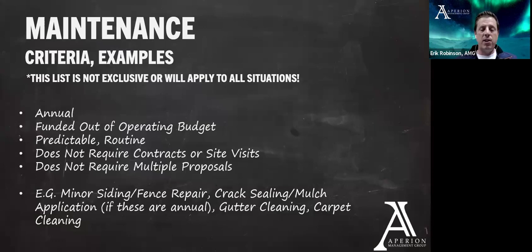Maybe that's just time and materials, $1,000. We try not to do dollar amounts, but those are the kinds of things that are going to fall under the maintenance category. So minor siding or fence repair, crack sealing, or mulch application, if those are annual in your community, gutter cleaning, carpet cleaning, those kinds of things are going to fall under the maintenance bucket.